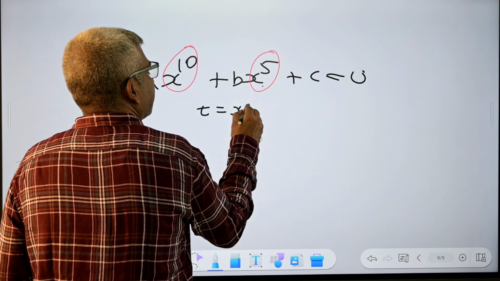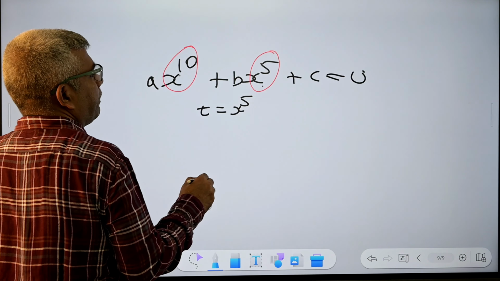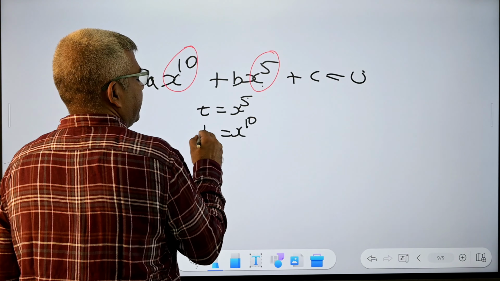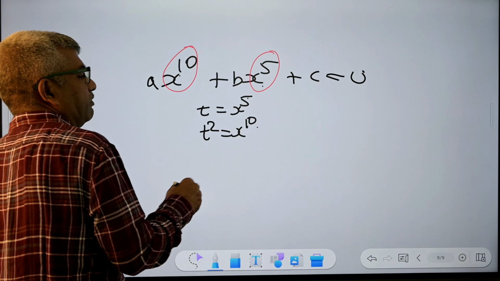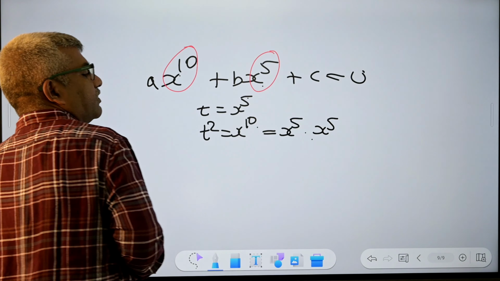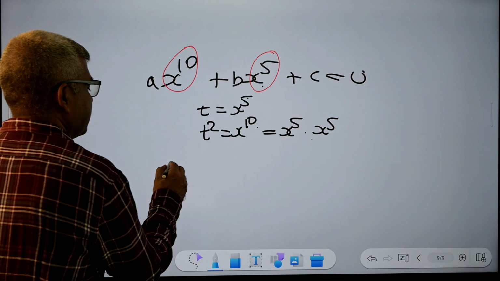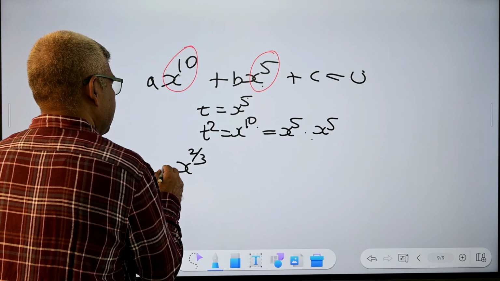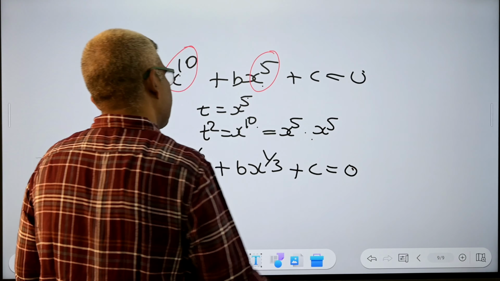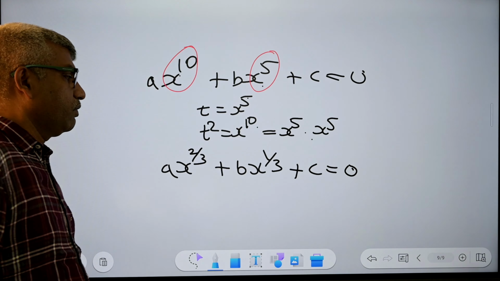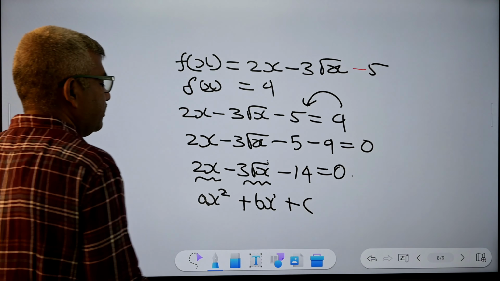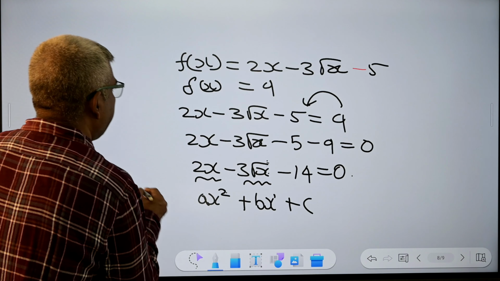Let t is equal to x power 5. That's all. Then what will happen? When t is equal to x power 5, x power 10 is t squared, nothing but x power 5 times x power 5. So it is t squared. For example, a x power 2 by 3 plus b x power 1 over 3 plus c is equal to 0. Let t equal to x power 1 over 3. Here, let t is equal to root x. So what will happen?